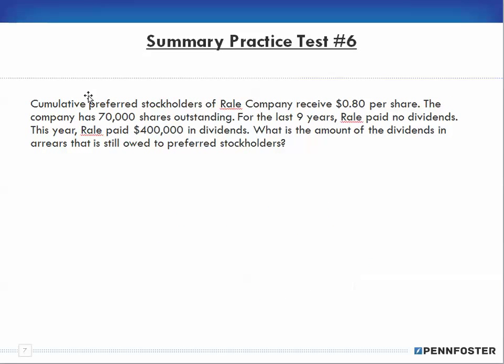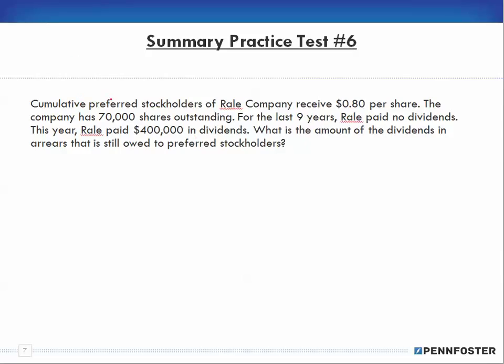Okay, number 6. All right. Cumulative preferred stockholders. I hope number 7 is a mutual fund one, to make it real quick, because doing these dividend ones for stocks takes quite some time.